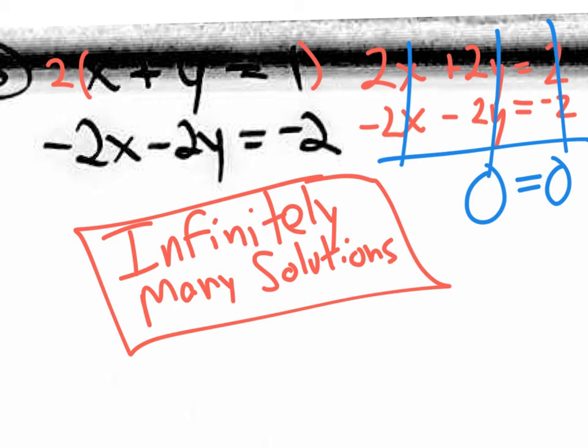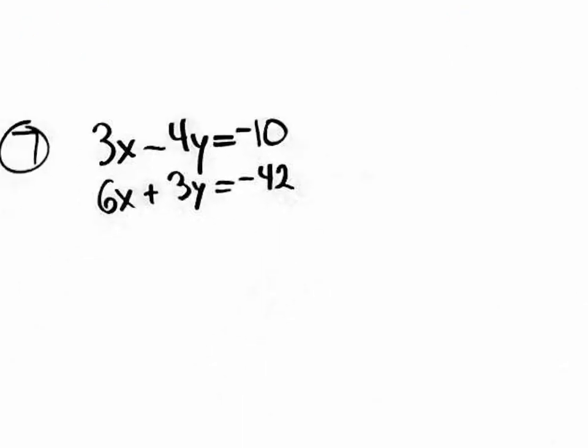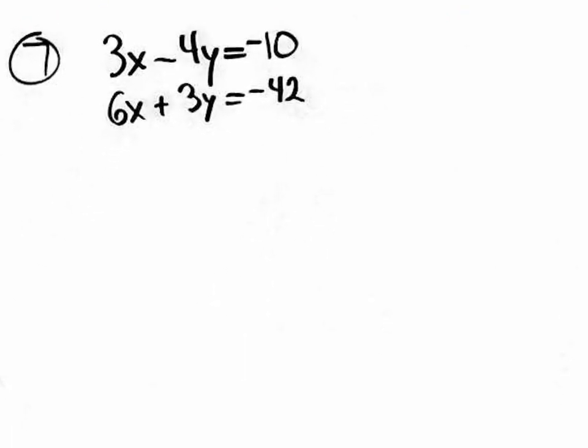infinitely many solutions is the answer here. And again, even if this happens on a 3x3, if everything cancels and you get 0 equals 0, you could stop doing what you're doing and just say infinitely many solutions. Okay? Let's move on to a regular 2x2 that you actually have to solve and find both answers.